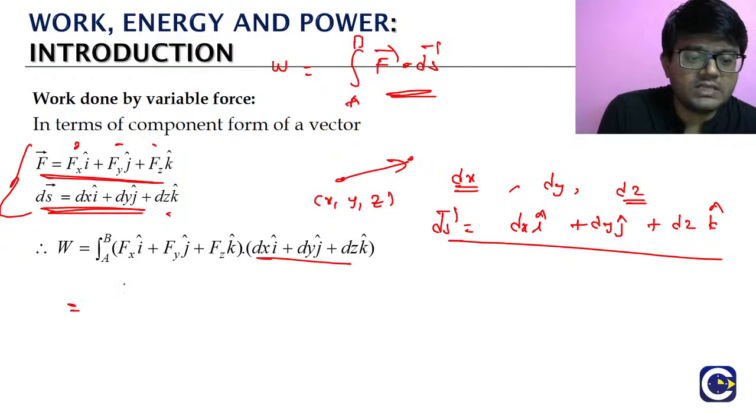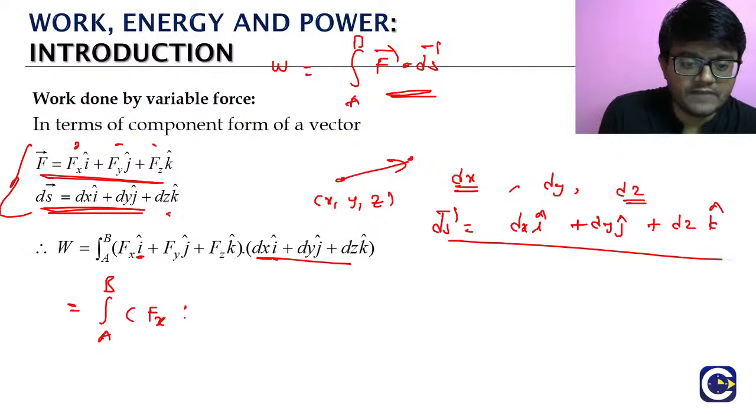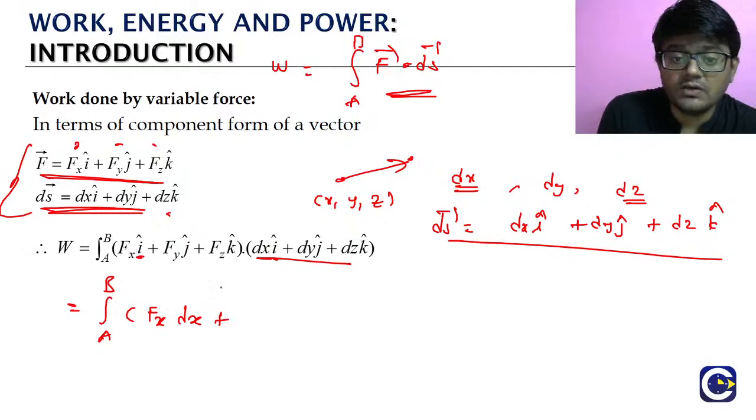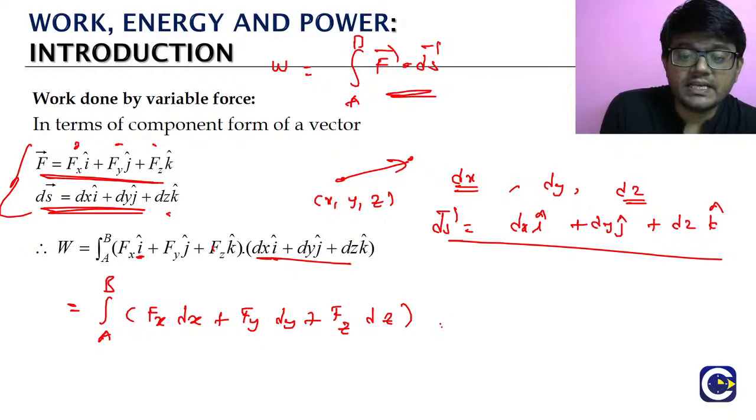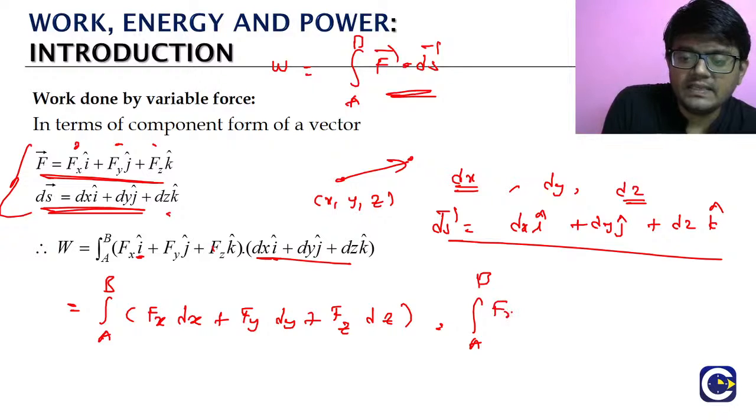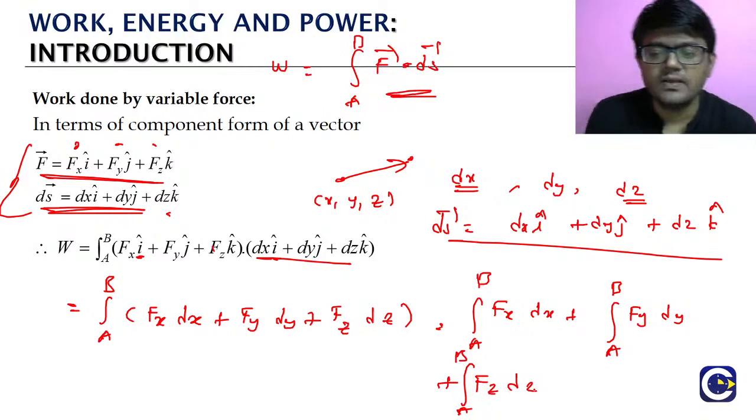இங்க பாருங்க. What is this dot product? Dot product சொன்னா what is it? Product of the i components, so Fx into dx. அதுக்கப்புறம் product of the j components, Fy into dy. அதுக்கப்புறம் product of the k components, Fz into dz. So இந்த integration நம்ம split பண்ணலாம். எப்படி பாருங்க? தனித்தனியா. Fx dx, Fy dy, Fz dz. ஓகேவா? So இப்படி ஒரு expression வரும்.